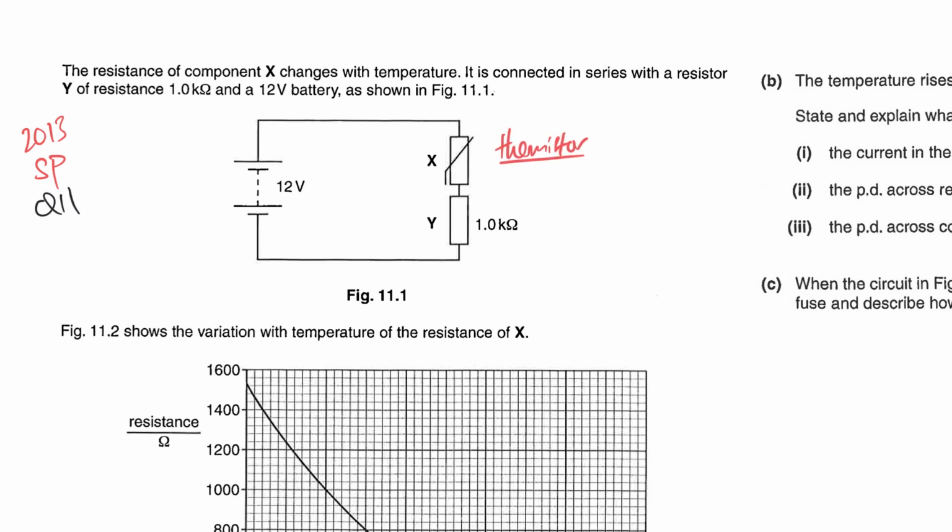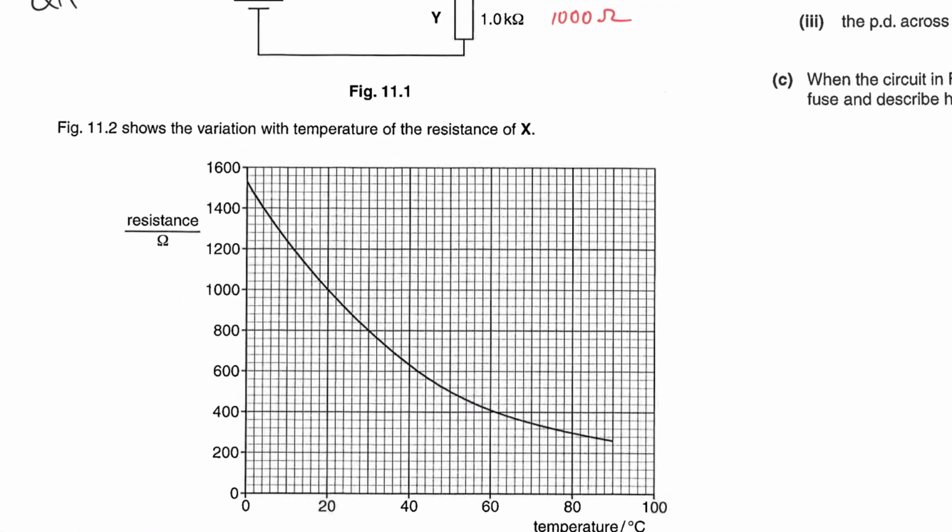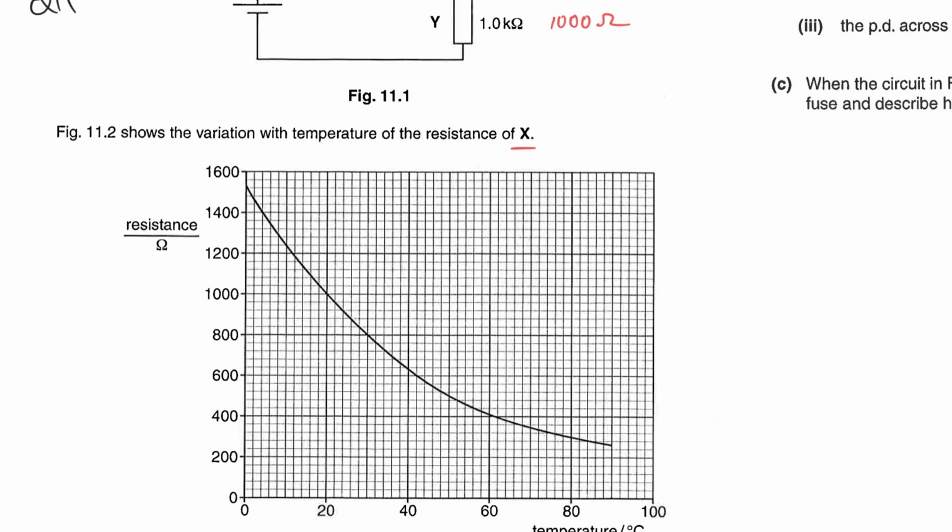The thermistor is like a sensor. It changes with temperature, so it's given here already. The resistance of X changes with temperature and is connected in series with a fixed resistor of 1 kilo ohms, which is 1000 ohms, and you have a 12 volt battery. The graph given to you here is for the thermistor X, and this is the relationship. As you can see, as the temperature increases, the resistance will decrease. That's the behavior of a thermistor.